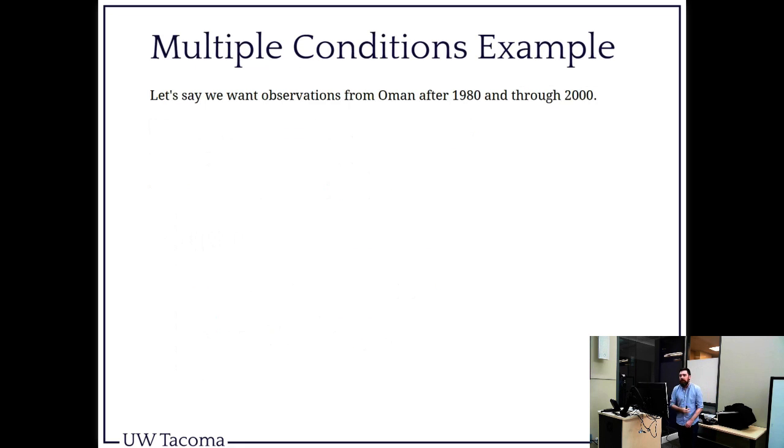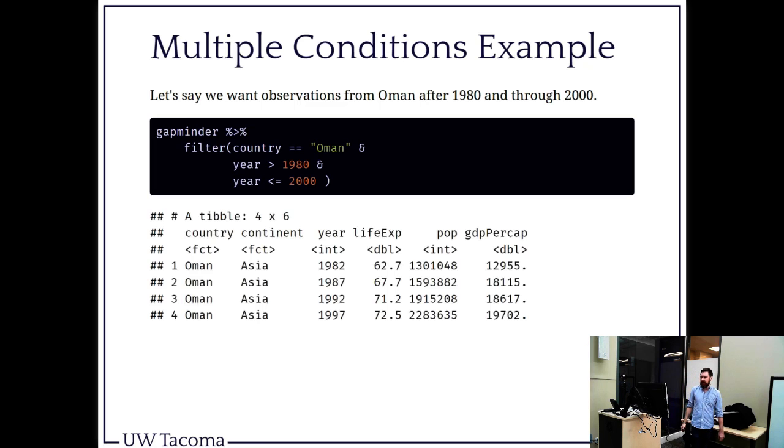Okay, so let's say that we want all the observations from Oman after 1980 and through the year 2000. We don't need to do multiple filter commands to do this. We can just say, take the gapminder data, pipe it into filter, say country equals Oman like before, and year is greater than 1980, and year is less than or equal to 2000. It will do all of those happily at the same time and produce a data set that is the 4 observations in Oman that occur after 1980 and through the year 2000. That's straightforward?